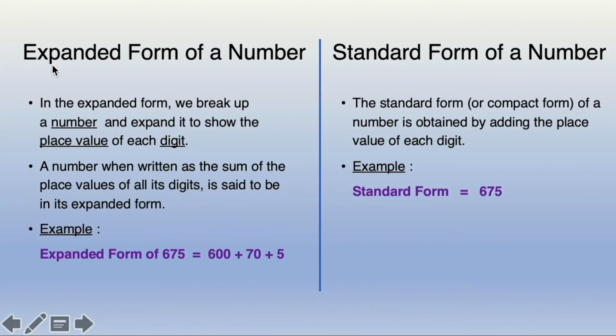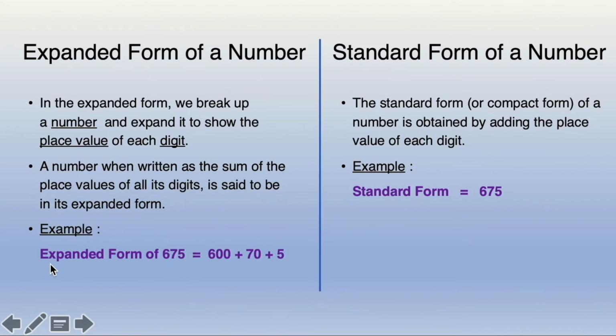Now, what is an expanded form of a number and standard form of a number? So, to expand means to write it in detail. So, over here in the expanded form, we break up a number and expand it to show the place value of each digit. Now, how do we do that? So, a number when written as the sum of the place values of all its digits is said to be in its expanded form.